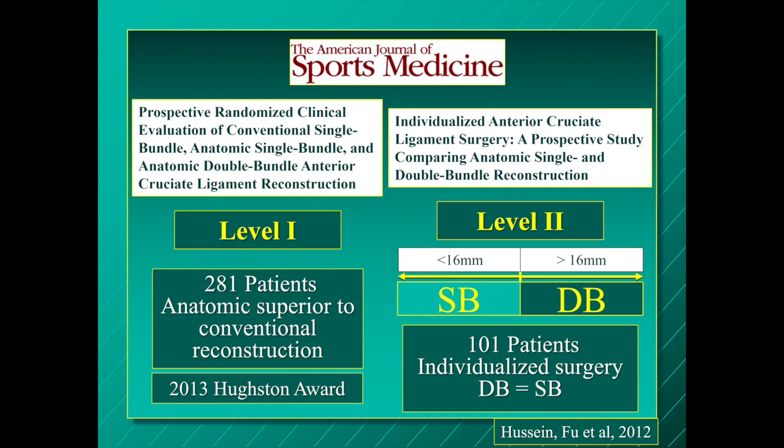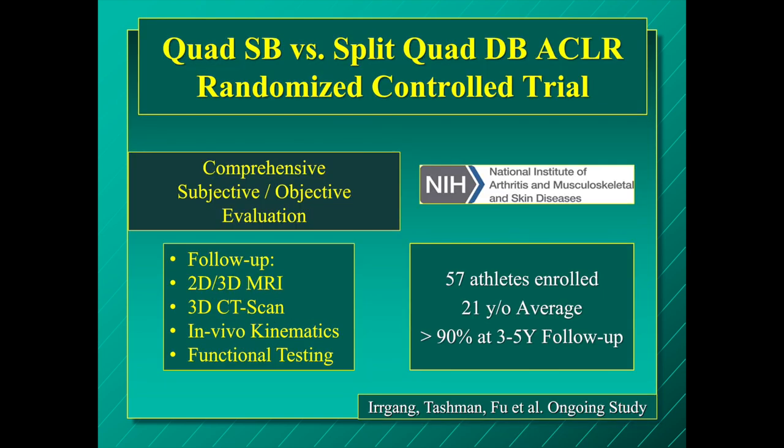Early level 1 and 2 studies comparing reconstruction techniques found that anatomic single and double bundle reconstruction techniques lead to comparable long-term outcomes, and that both are superior to conventional non-anatomic techniques. Our ongoing NIH-funded randomized controlled trial hopes to further clarify the role of double bundle reconstruction, examining in vivo kinematics and clinical outcomes. With greater than 90% follow-up at 3 to 5 years, patients have experienced just 3 graft tears and 4 contralateral ACL injuries.